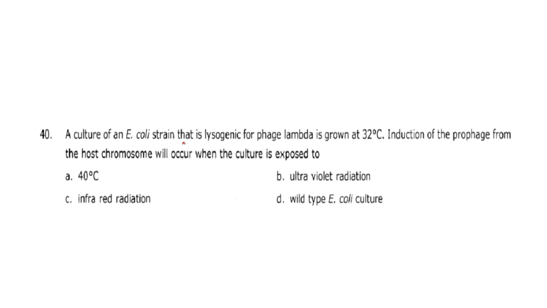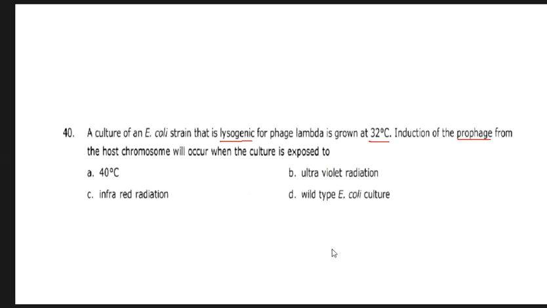A culture of an E. coli strain that is lysogenic for phage lambda is grown at 32 degrees centigrade, and induction of the prophage, which is the integrated phage from the host chromosome, will occur when the culture is exposed to. So induction will occur when the culture is exposed to UV radiation.